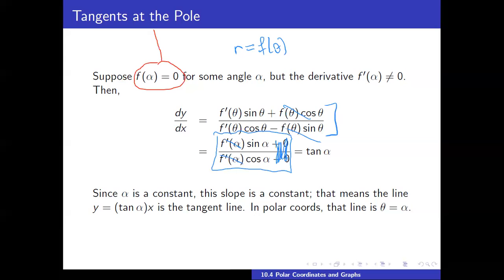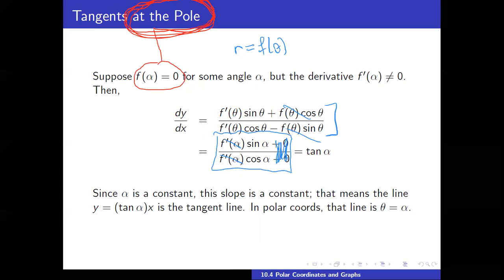The origin. We're at the pole. Does that make sense? If the radius is 0, we're at the origin. So specifically what we're talking about here is what happens with tangents at the pole. We just saw one place where that happened, at 3 pi over 2, back in the last example.